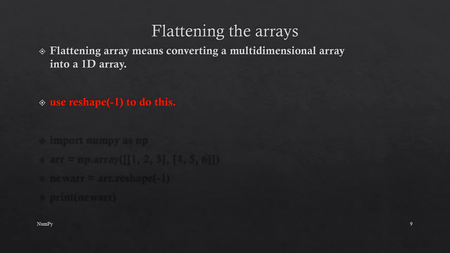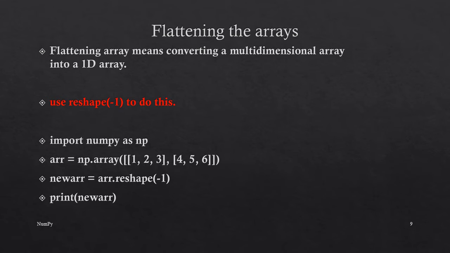Flattening the arrays. Flattening an array means converting a multi-dimensional array to a one-dimensional array. For that, again we are using the reshape method with parameter -1. See, here ARR is a multi-dimensional array and I have called the reshape method with parameter -1. See the result. It's a one-dimensional array. It was initially a 2-dimensional array. Now the dimension has changed to 1D. That's called flattening the arrays.